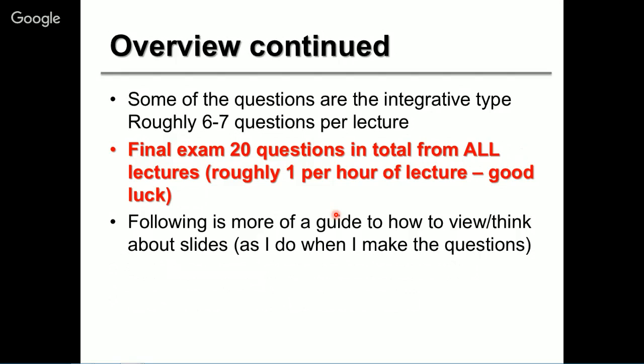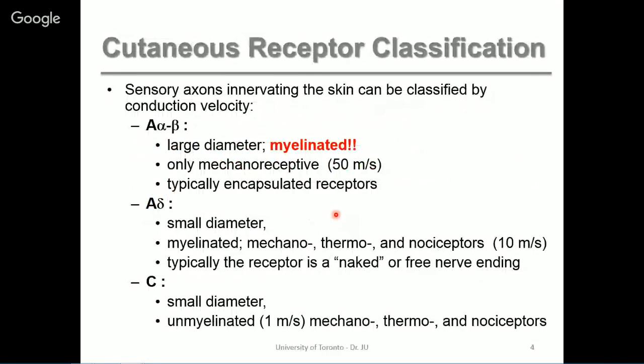So I'm going to be going through a guide of how you should view and think about the slides as you start going through and studying. I want you to start thinking about it the way that I do when I'm trying to come up with these different questions, okay? So I told you that you should make sure that you go through and know how to identify different types of cutaneous receptors. And when you do so, I also want you to start thinking about which tracts these things are using. So some of them use spinal thalamic tracts.